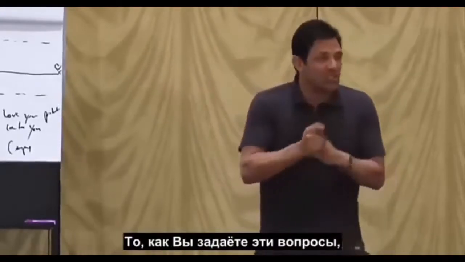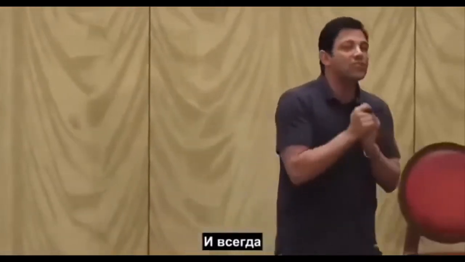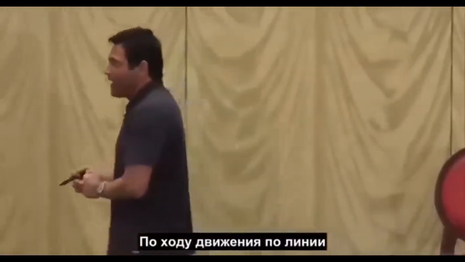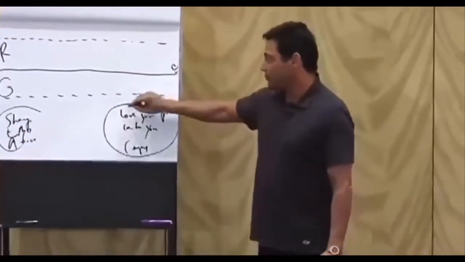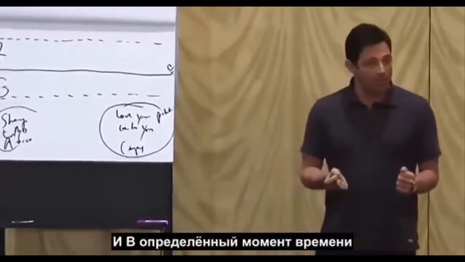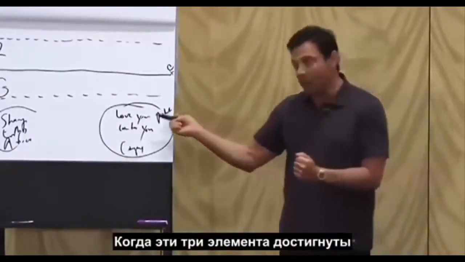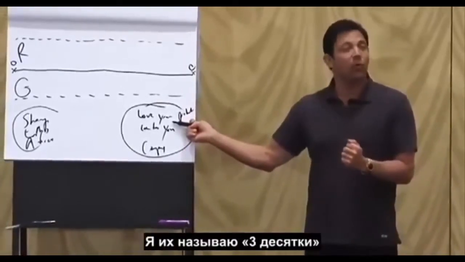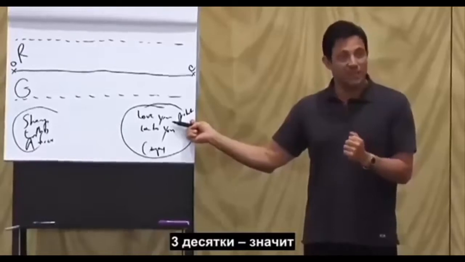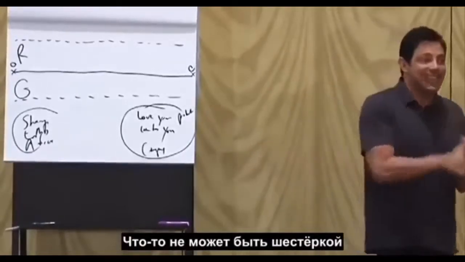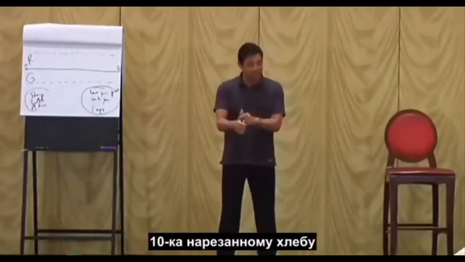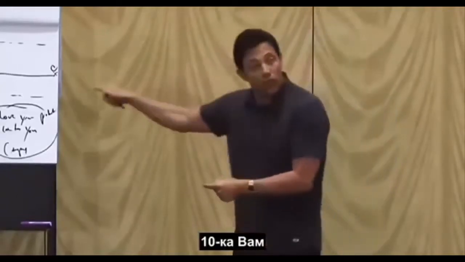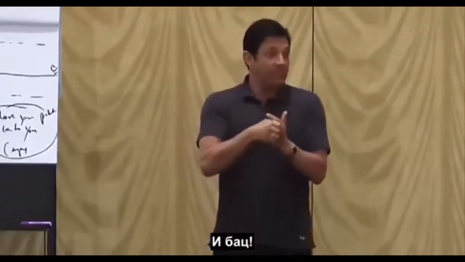The way you ask these questions, the tonality triggers a response, and always, always, always, as you move towards the line, these three things must stay intact, and you're establishing these things. At a certain point, when these three things are firmly established, I call them the 3 10s. We're going to go through this in intimate detail. The 3 10s, which mean someone cannot be at a 6. 10 being he thinks it's the best thing since sliced bread, 1 he hates it, right? He's going to be a 10 for sliced bread, 10 for you, 10 for your company, and bam, then you've got a shot to close. If one of those is lower, you're not going to close.